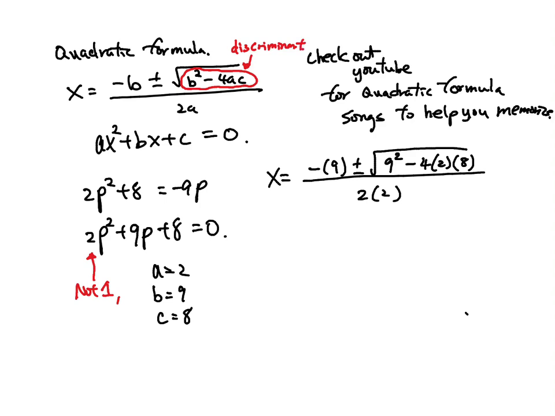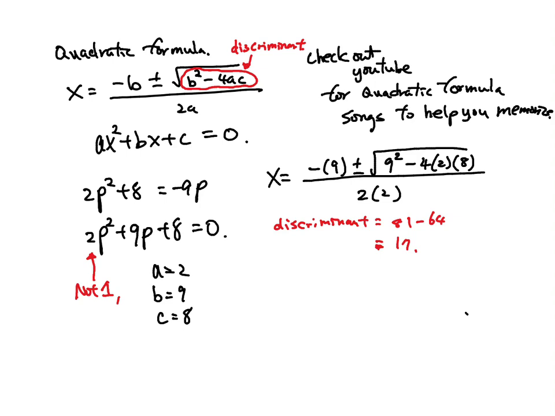So in this case, my discriminant is 81 minus 4 times 2, which is 8, 8 times 8 is 64, which gives 17. Okay, my discriminant is 17.